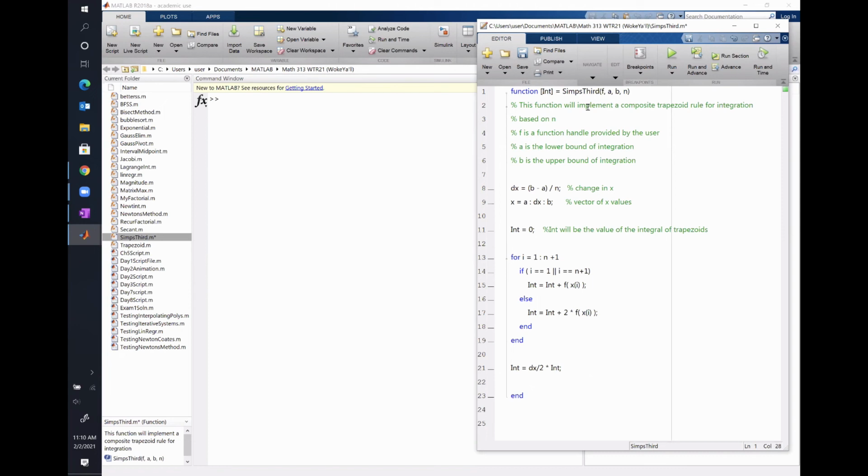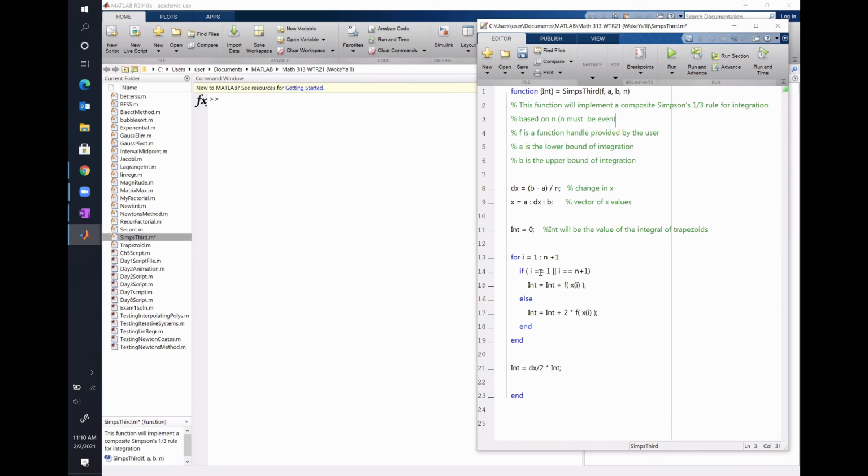The description needs to change. This will implement a composite Simpson's 1/3 rule for integration based on n. N must be even. I'm not going to put a check in there to make sure that's okay. We probably should, but I'm not going to. Lines 8 through 11 are all the same. What changes now is our loop.